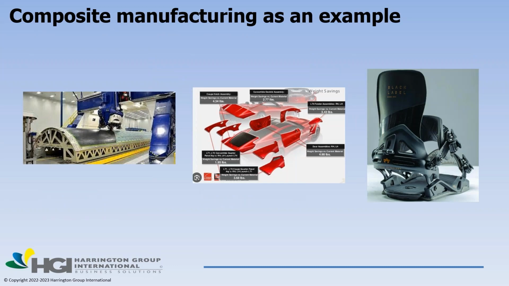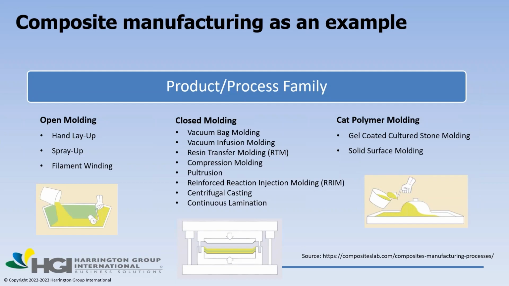Now, I'm hoping with the companies registered that some of you are using composite manufacturing, because I'd like to use that as the example today. So if you look at composite manufacturing, there's open molding, closed molding, cast polymer molding. So for today's conversation, we're going to try to look at something that's common across, and composites used in automotive, aerospace, consumer products, energy, marine, military, and sports. So I hope this resonates.